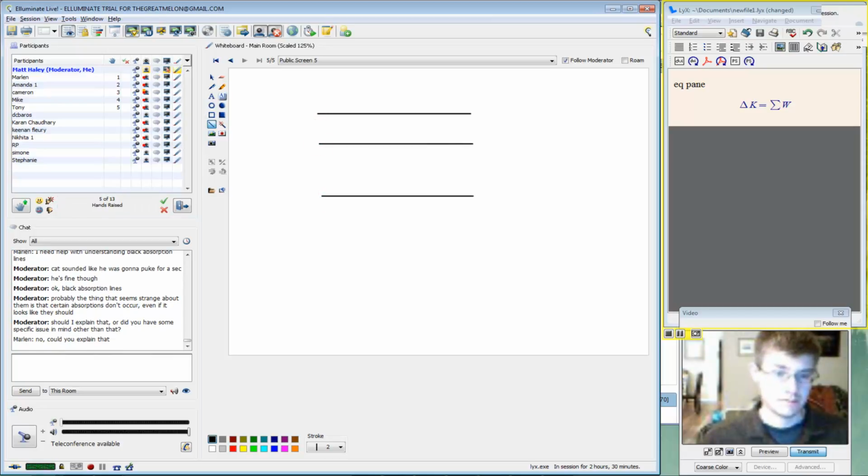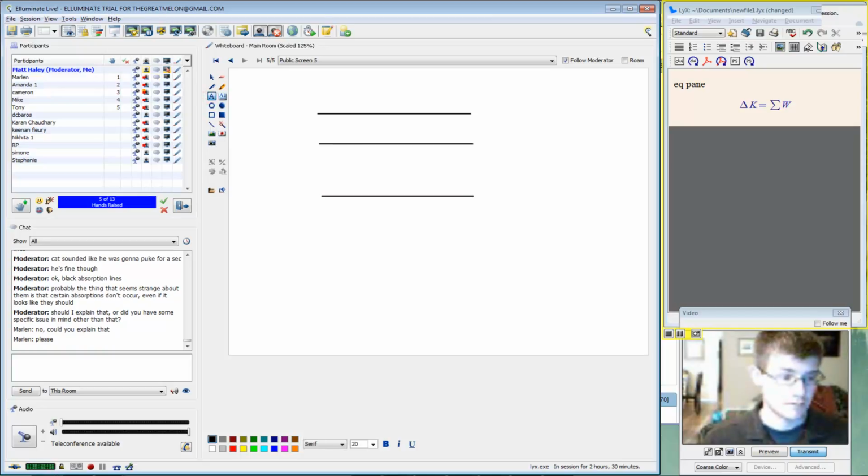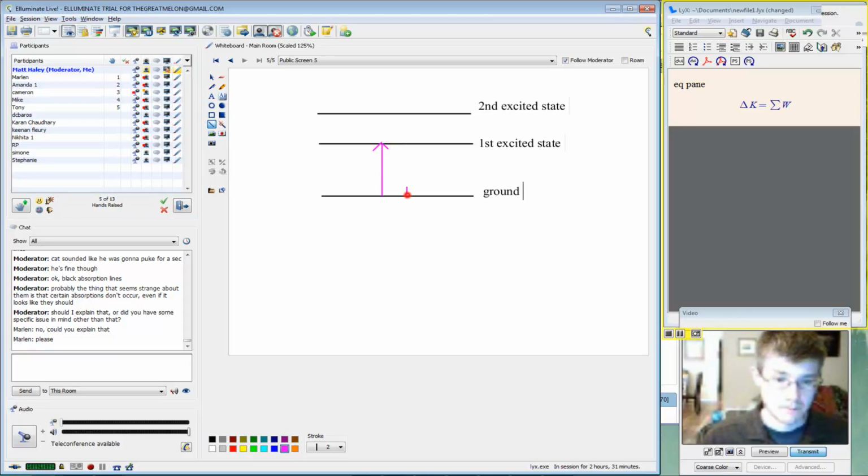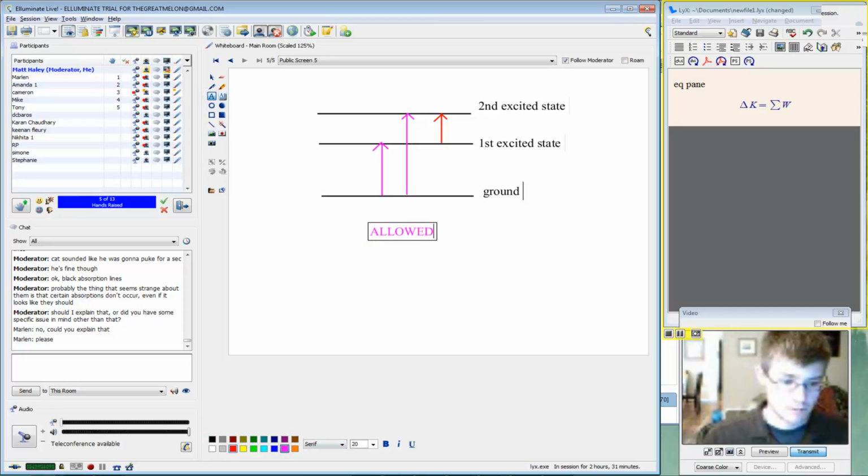In this question, a student asked about black absorption lines. Why is it that you don't get a black line for all the possible transitions between states? So I just drew 3 lines here, and then I used the text tool in Elluminate, and drew 3 transitions. But notice I used a different color to draw the red transition, which is not allowed.